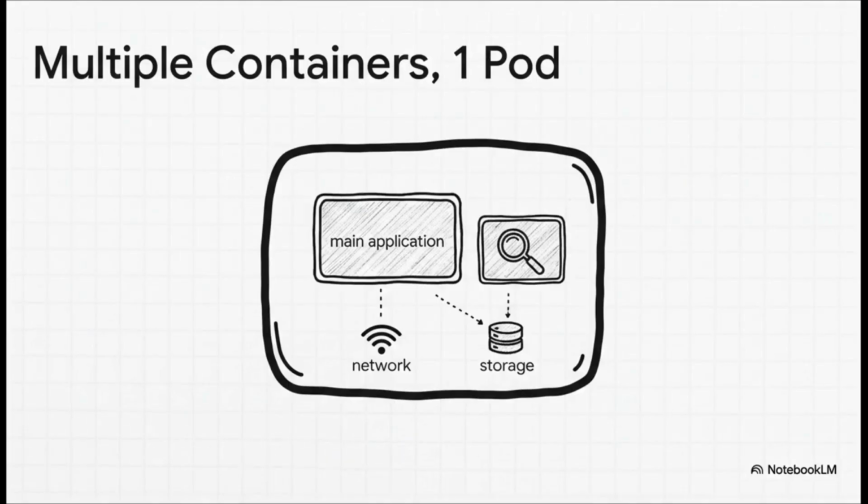Now, I know I just said it's usually one container per pod, but there's a really important exception. Sometimes you need a helper container that's super tightly coupled with your main app. Think of something that collects logs or a proxy that sits right next to it. In those cases, you can put them in the same pod. And because they're together, they automatically share the same network and storage, which makes them super easy to work with.